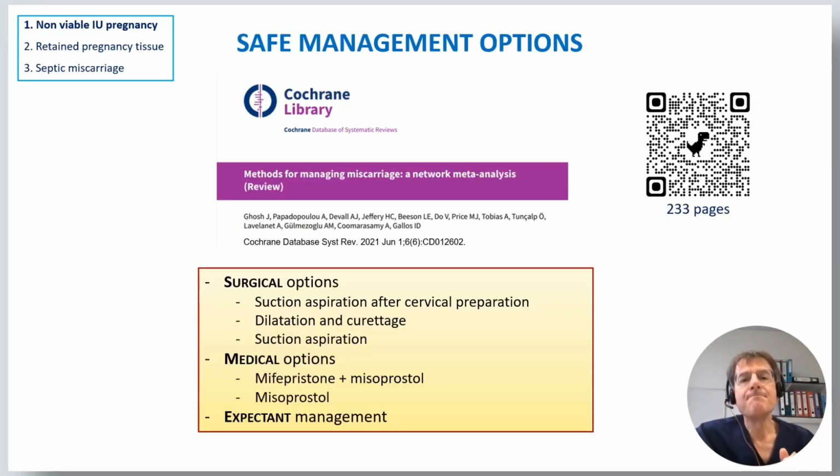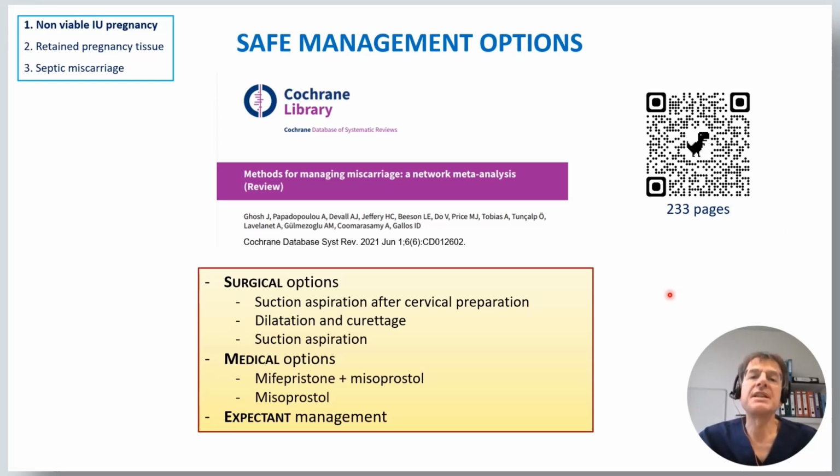What are the management options for miscarriage? Well, you may have the surgical option, doing a suction aspiration, D&C. You have the medical options, mifepristone, misoprostol treatment, or you may just wait, and that's the expectant management. So what is the best management?